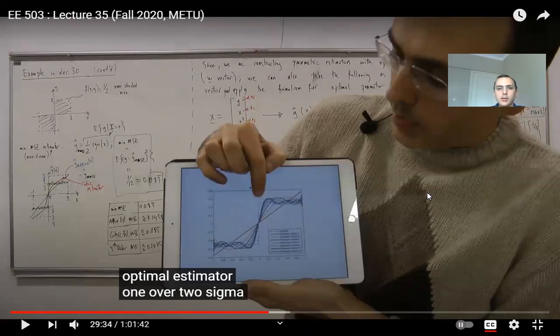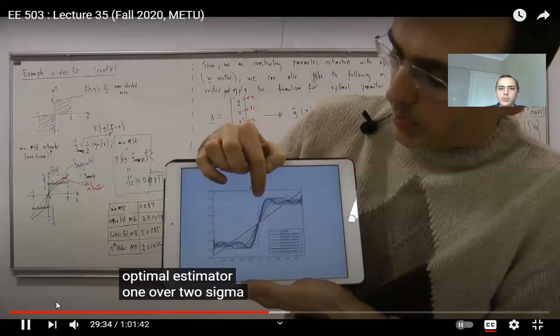There's a dashed line. That dashed line corresponds to the optimal minimum mean square error estimator, and it's very simply 1/2 times signum x. So it's the sign of x times 0.5. So that is that dashed blue line that my finger is right now pointing at. The other curves, which are the solid curves, are different estimators with higher order polynomials.